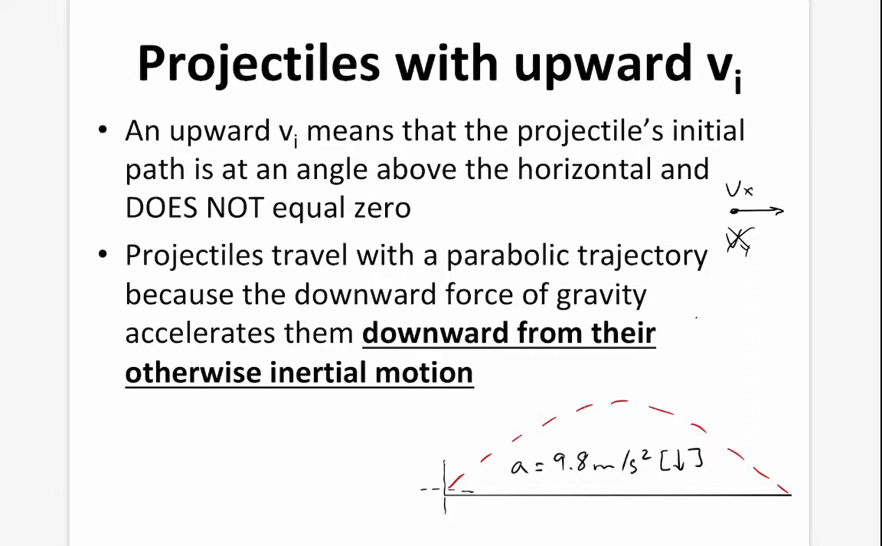So in this case, instead of going horizontal, our projectiles are going to be fired up at an angle, say 30 degrees. So an upward VI means that the projectile's initial path is at an angle above the horizontal and does not equal zero. Projectiles travel with a parabolic trajectory because the downward force of gravity accelerates them downwards from their otherwise inertial motion. So you can see in the diagram at the bottom here, we're going to have an initial VI that goes like this, and that's going to cause our object to follow this path here and eventually come down. And the reason it comes down is because we have the force of gravity causing it to come down at a rate of 9.8 meters per second squared.